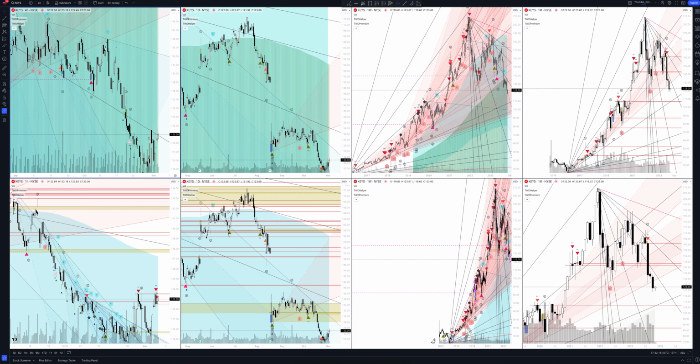Today we will take a look at Keysight Technologies Inc. stock. Let's analyze the market situation and find out how you can make money on it. Let's start.